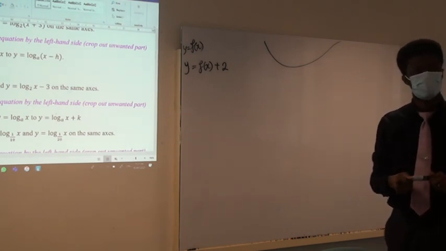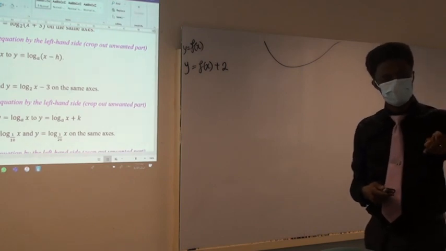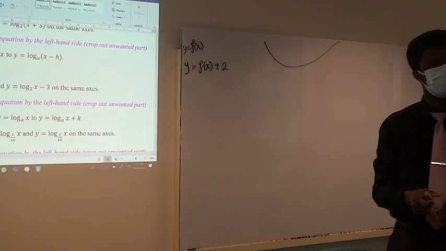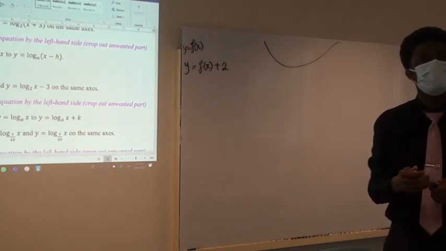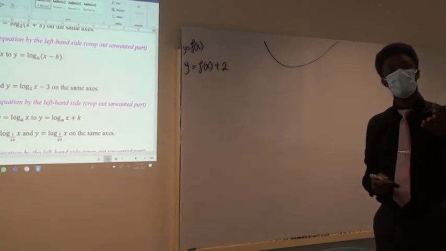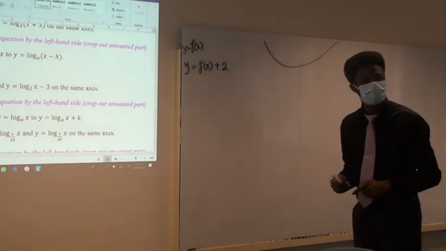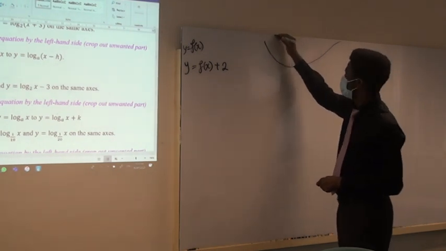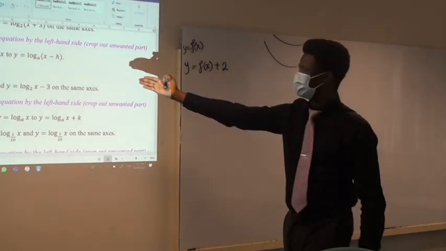Plus 2, would that mean the graph would be translated upward? Would it be vertical translation? Vertical translation. Did you get that right? By how many units? By 2 units. Do you know what that vertical translation by 2 units means? It means you move it up 2 steps. So the new one should go this way, something like that. That's exactly what is happening here.